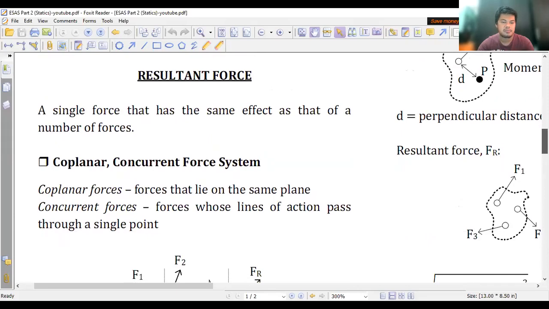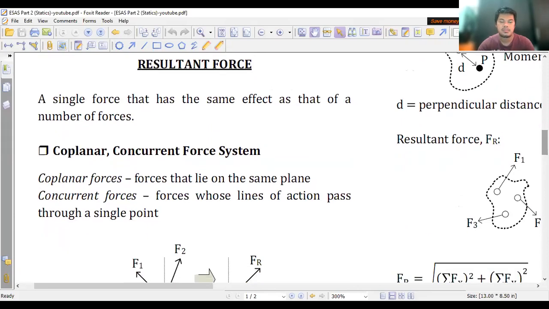So resultant force. Basically, a resultant force is a single force which can replace a given number of forces and still have the same effect as those forces. So if you have three forces acting in different directions, you can replace those three with a single force. And that single force, which can replace the three forces, is called the resultant force.